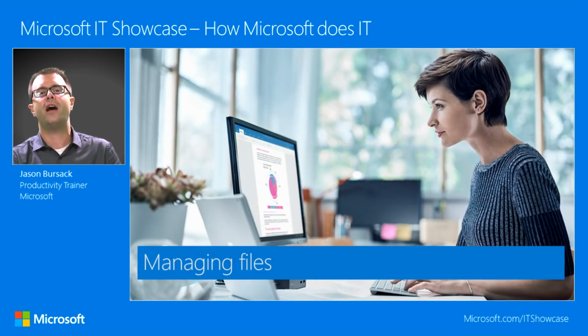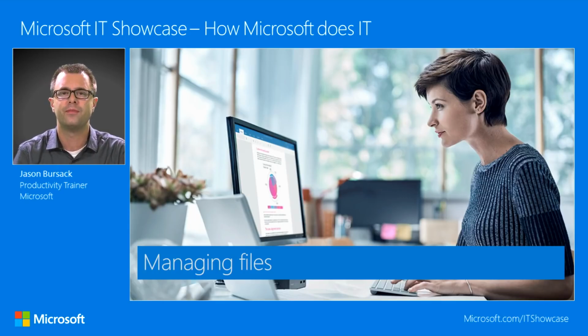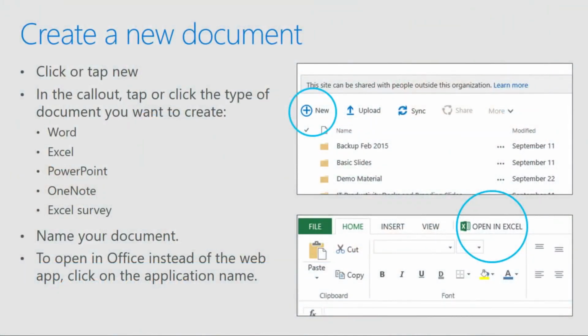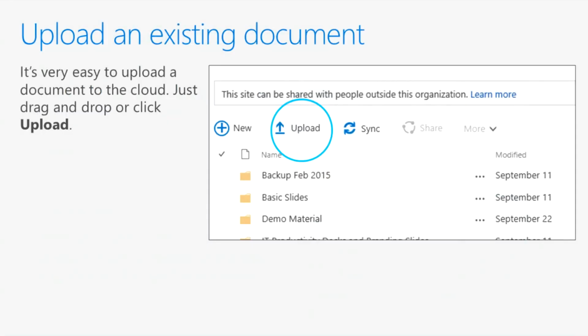So we are going to segue now into managing files. You can create a new document right in OneDrive for Business. You don't need to create the document on your PC and then upload it. All you need to do is click or tap the New button in the interface, and that will allow you to make a new document, be it a Word document or an Excel spreadsheet or a PowerPoint presentation. You'll name the document, and if you want to, you can edit it in the web app, or if you want to open up the Office application itself, you can edit it there. And then when you save it, it will be on your OneDrive for Business.